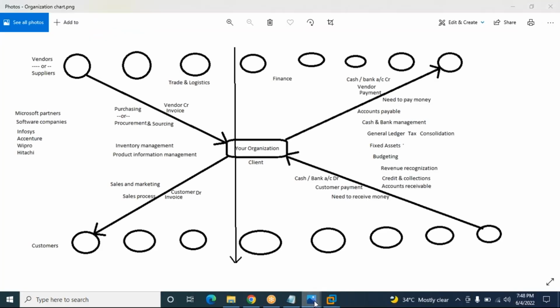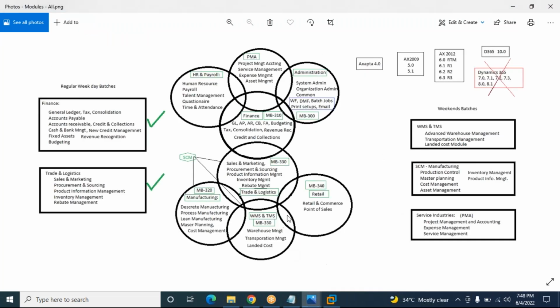Sorry to interrupt you. Are you totally on this trade and logistics only, or will you touch other modules like Kanban? Is any production module also covered here? So actually, the regular batches are finance and T&L.